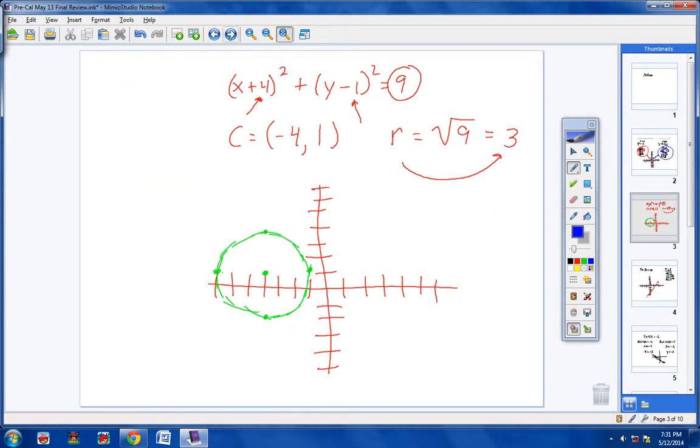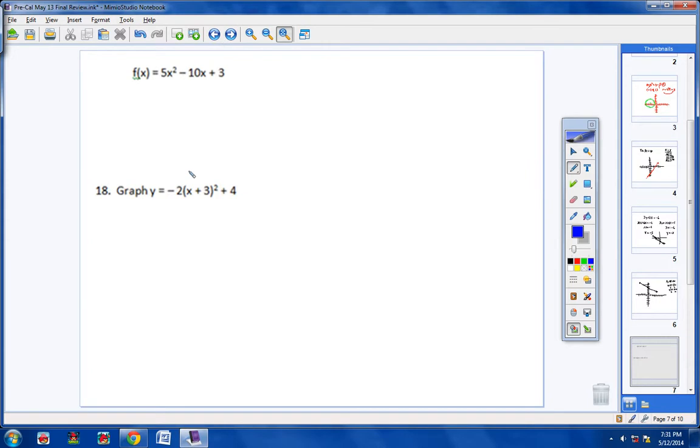Alright, let's move on. Next we are looking at graphing a couple quadratic equations. Now this is a quadratic equation and you should recognize that. Okay? So here's what we do. When you're asked to graph a quadratic equation, the first thing you do is find the vertex using this formula here, negative b over 2a. So b is negative 10 and a is 5. So what I end up getting is positive 10 over positive 10, which is 1.